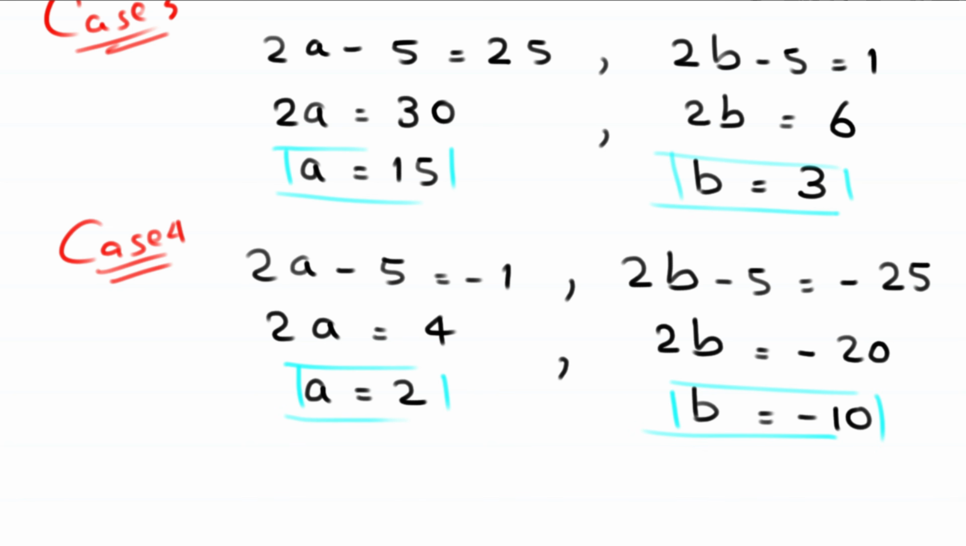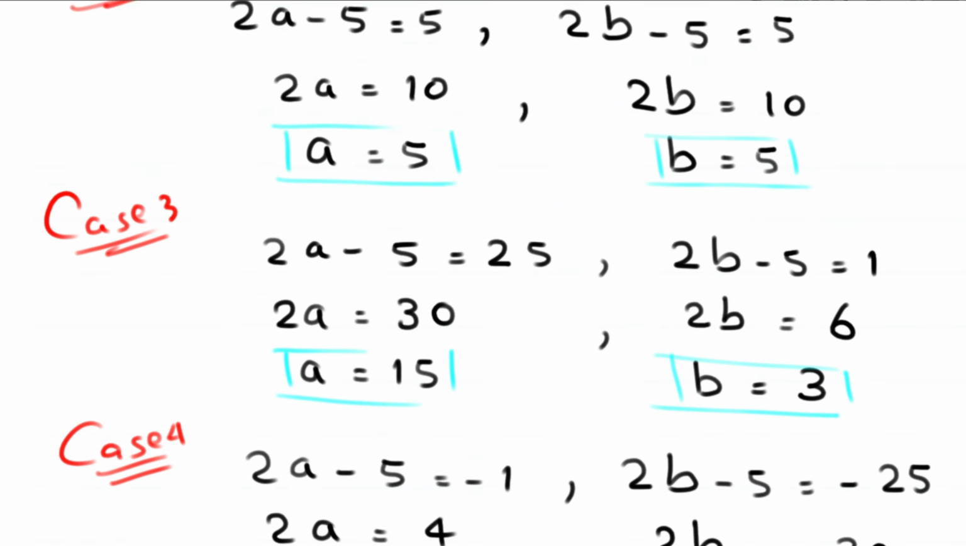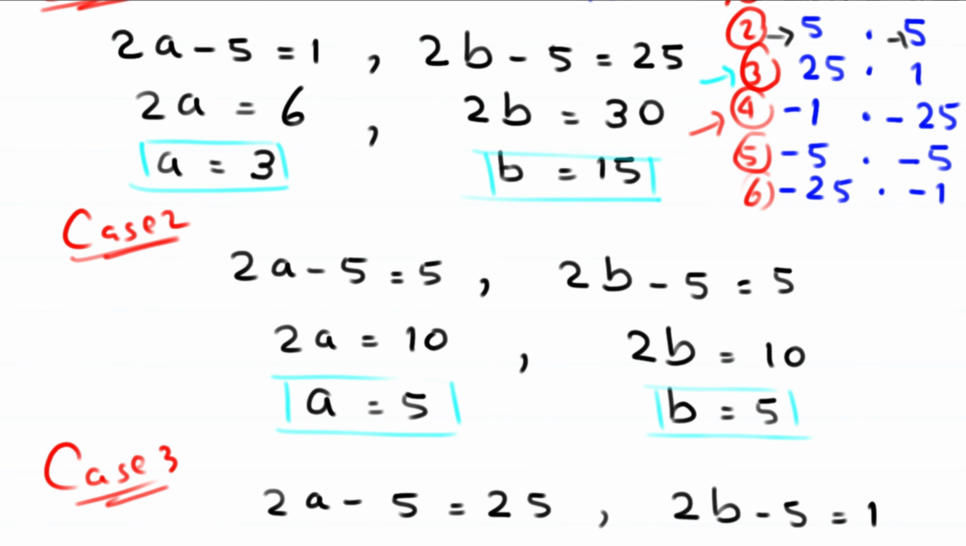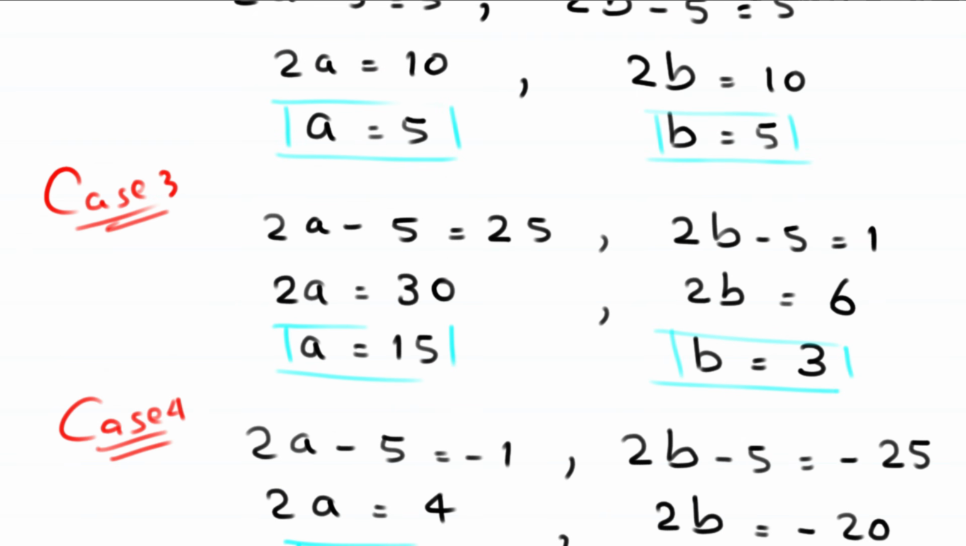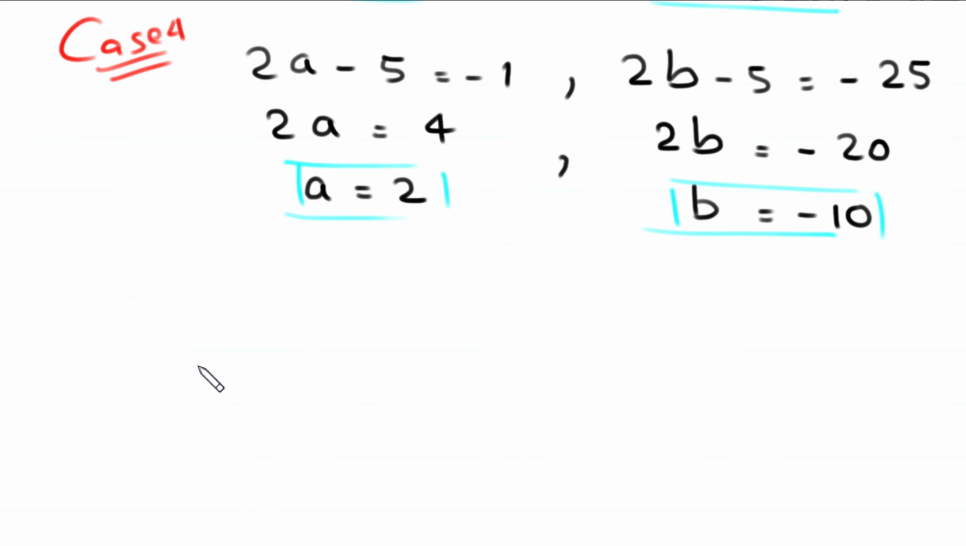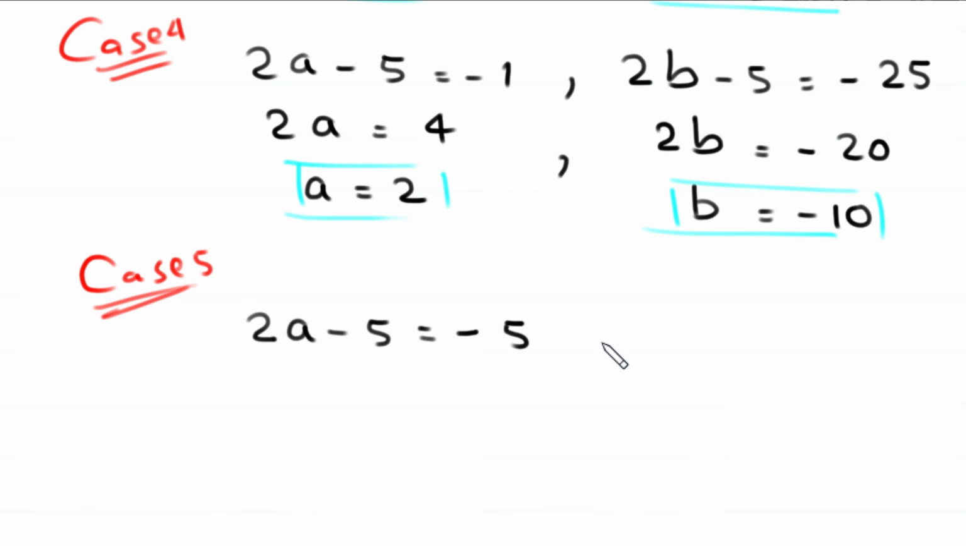Now we move on to case number 5. In case number 5, we have negative 5 times negative 5. In case number 5, we write first factor 2 times a minus 5 equal to negative 5, and second factor 2 times b minus 5 equal to negative 5.